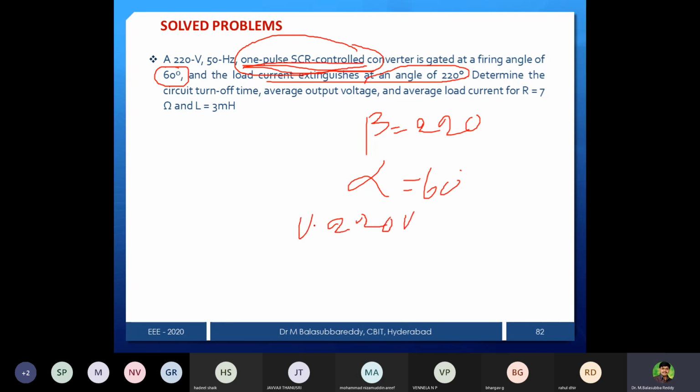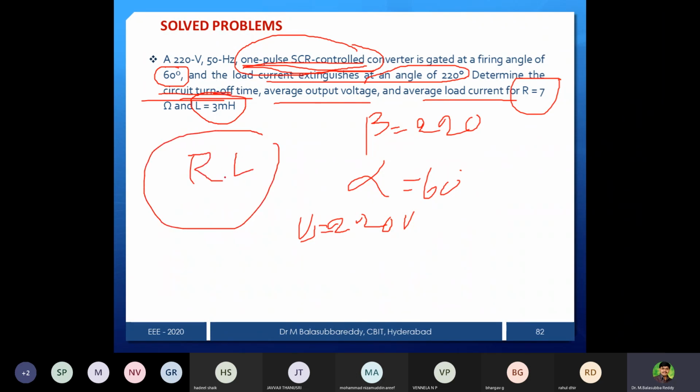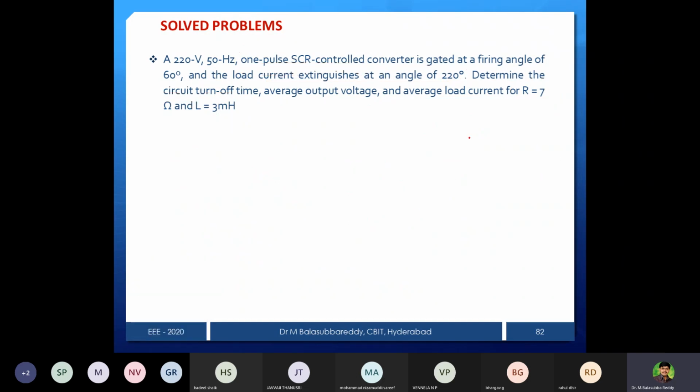This is the Vs supply. And what else? Determine the circuit turn off time, the average output voltage, and the current. R value is given, L value is given. That means the load is an RL load. It is very clear that the load is given as an RL load. What is the circuit turn off time? You know the waveform of the RL load.